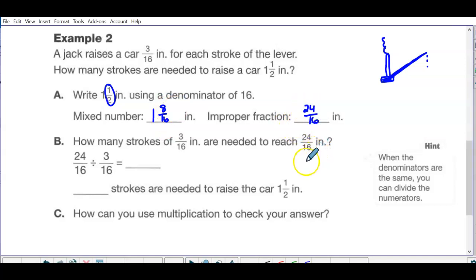Okay. Reason why we're converting to a denominator of 16 is because that's the denominator of how much each stroke rises. So we want to know if this total amount is 1.5, how many of these strokes we need. So it's very much like the cinnamon bun question. We're going to divide. So 24/16 divided by 3/16, that's what this is.